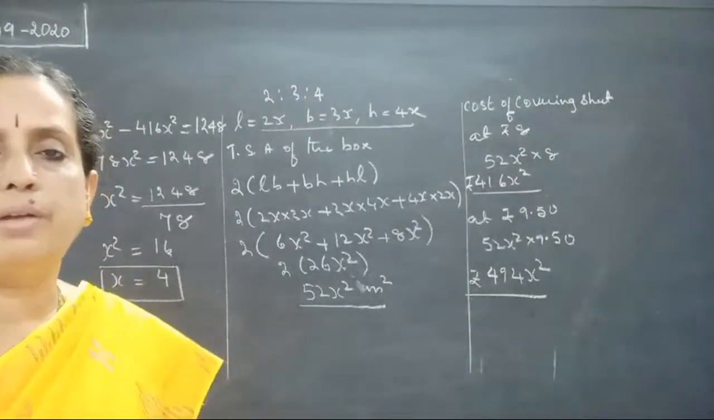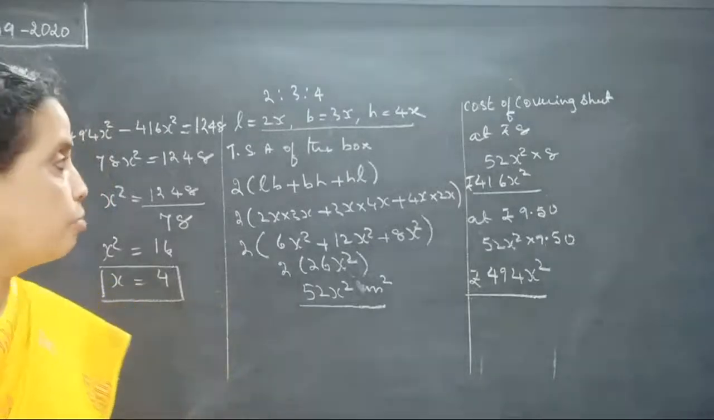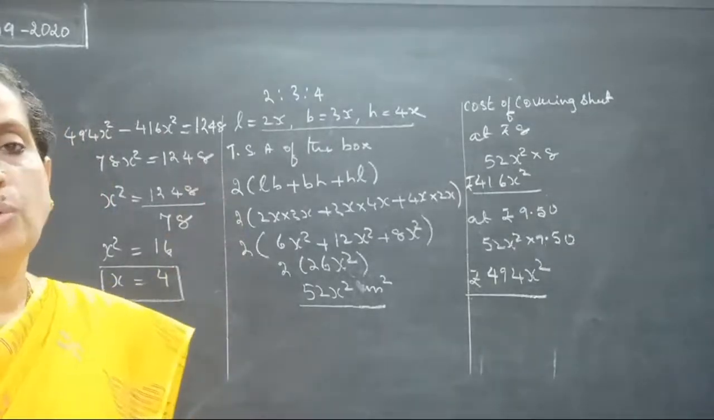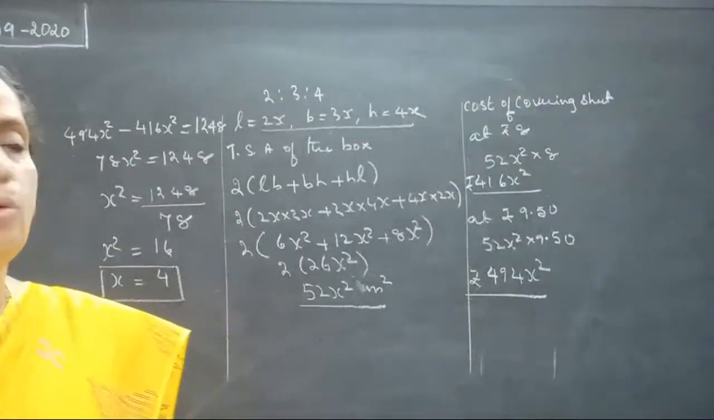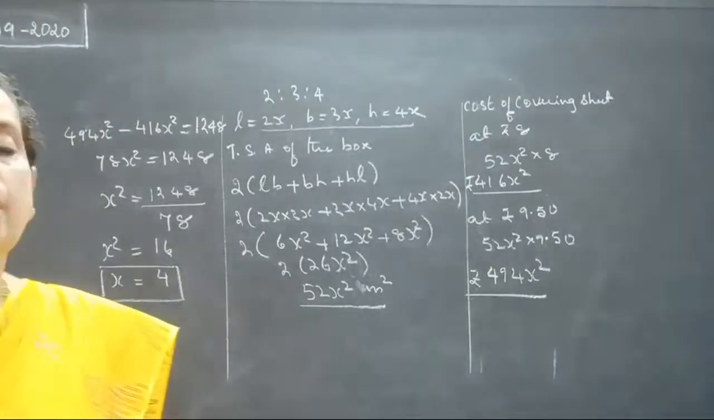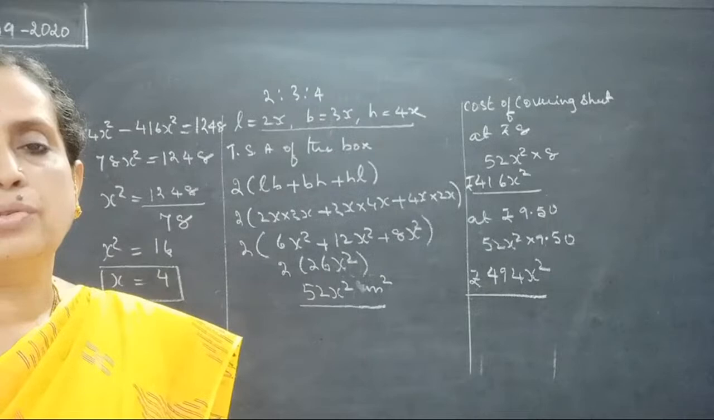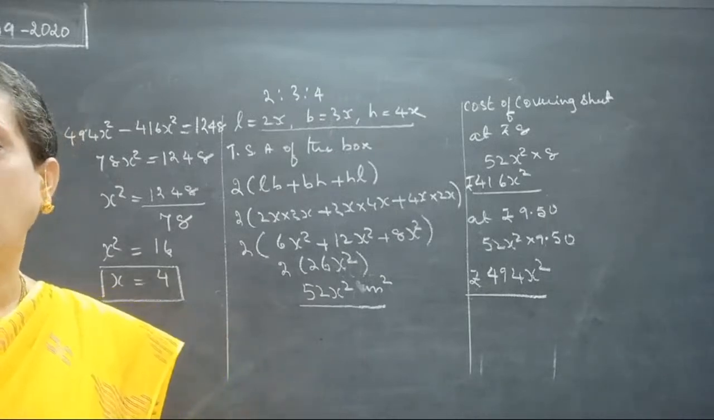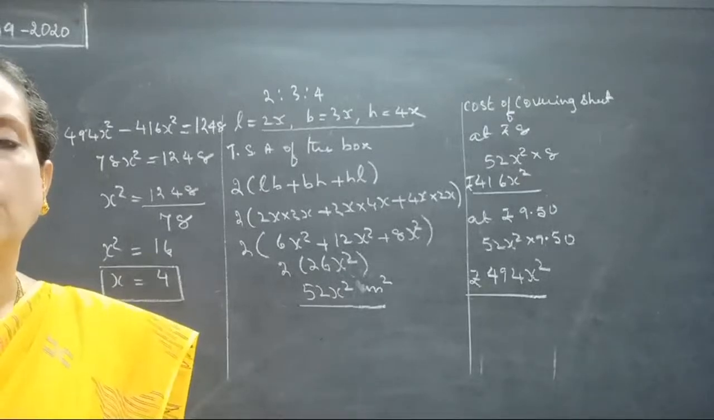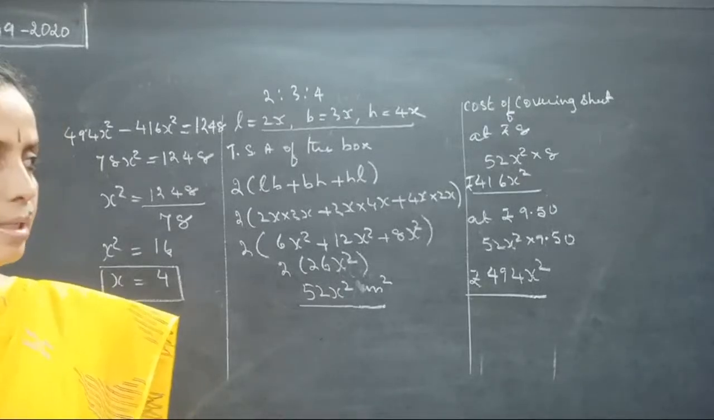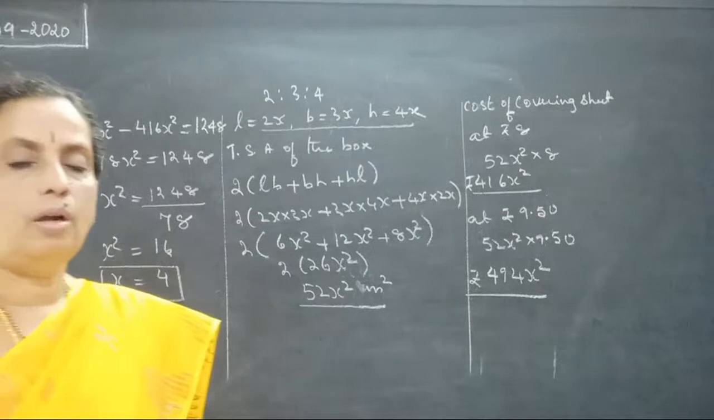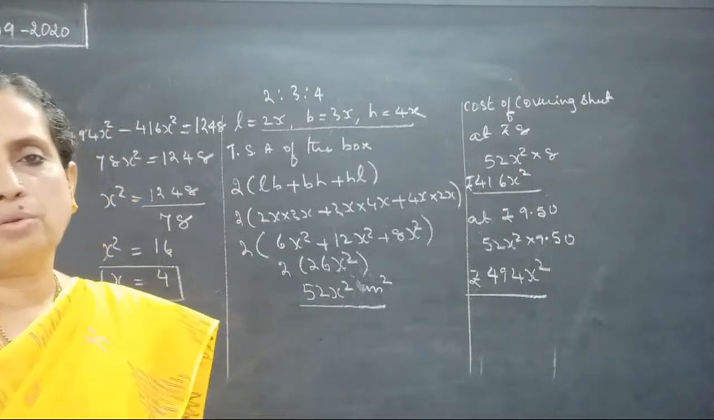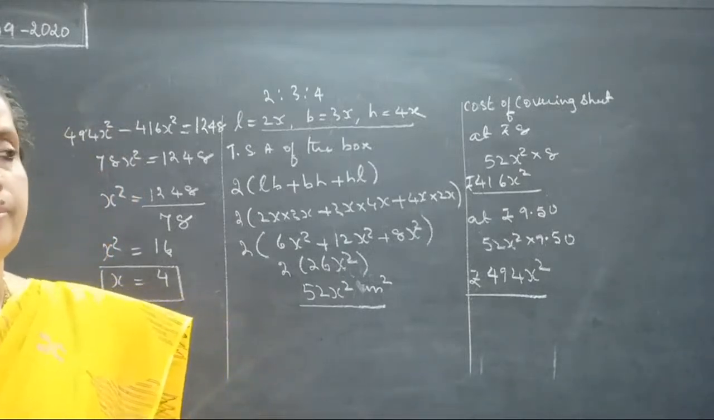Getting the constant value x, we substitute into the ratio: 2 into 4, 3 into 4 and 4 into 4, giving 8, 12 and 16. Is it clear? So it is a hard question. It's not in the textbook. So you have to practice it again as a hard question, an application level question.